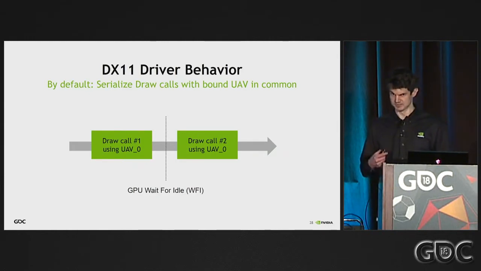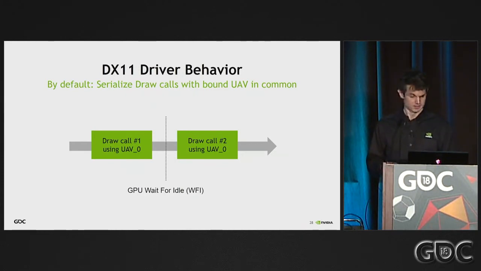After digging a bit, we found in this case that this DX11 application, because it's using a UAV, always the same UAV in all the draw calls, the DX11 driver is serializing the draw calls by injecting wait for idles between each of the draw calls. This is done to guarantee deterministic behavior, and just in case the UAVs would be read and written at the same location by the draw calls, the driver is serializing the draw calls.